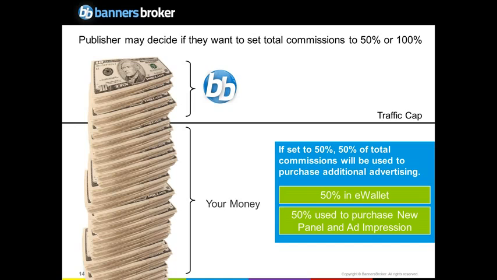Now, your panels, you can set them at 50% or 100%. What this means is the total amount of revenue earned, so in this example, $180. If you set your panels at 50%, what you're telling us is take 50% of that, so $90, and put that in my e-wallet, which means that's money I'm going to be able to cash out if I choose to. The other 50%, you're asking us to purchase your additional advertising inventory and impressions. So at the very least, this is the minimum, 50%.